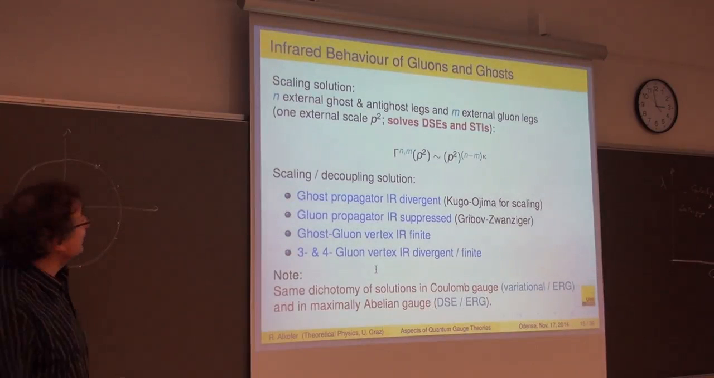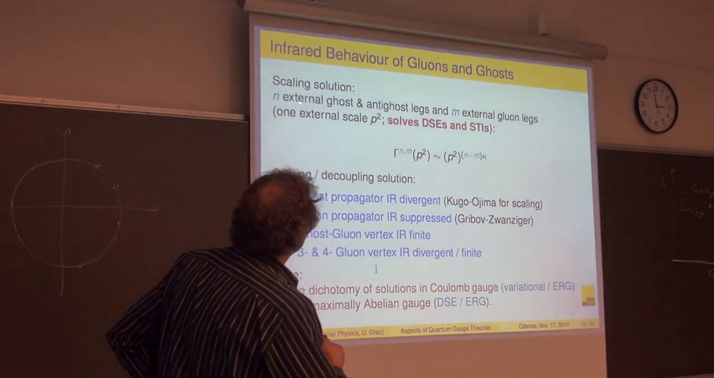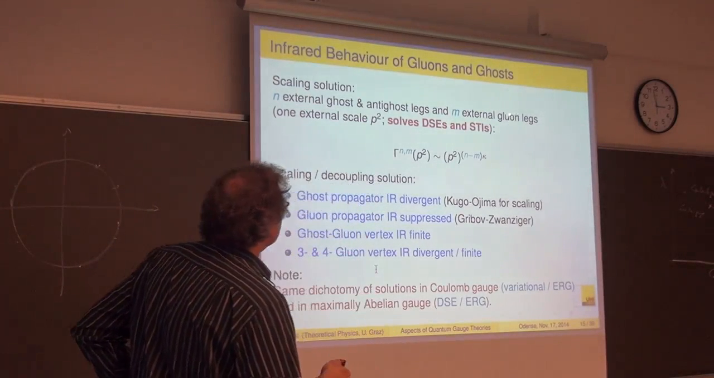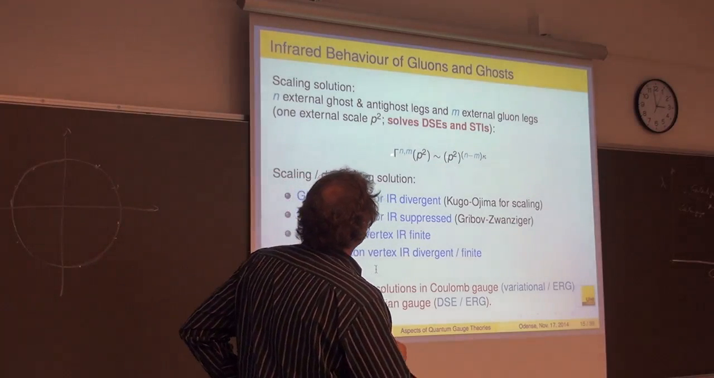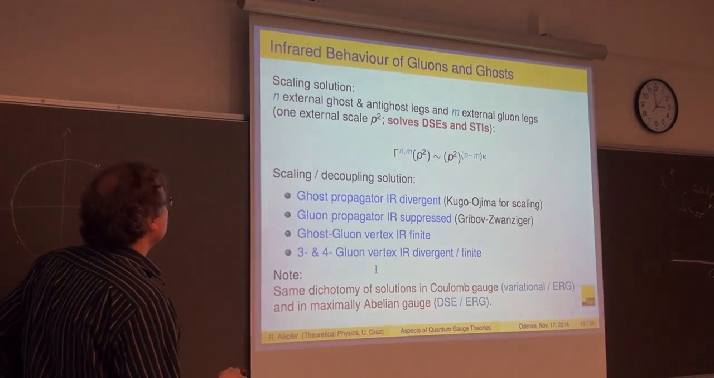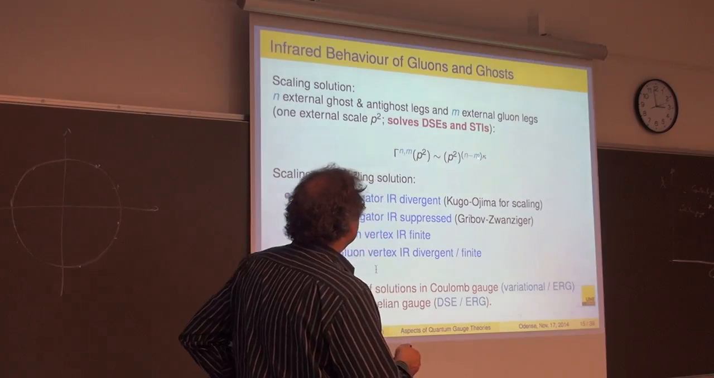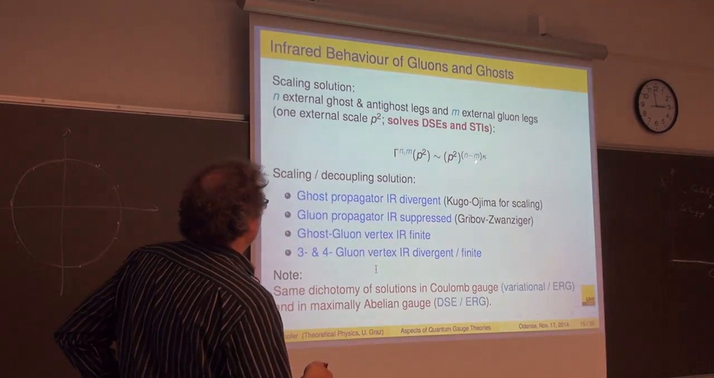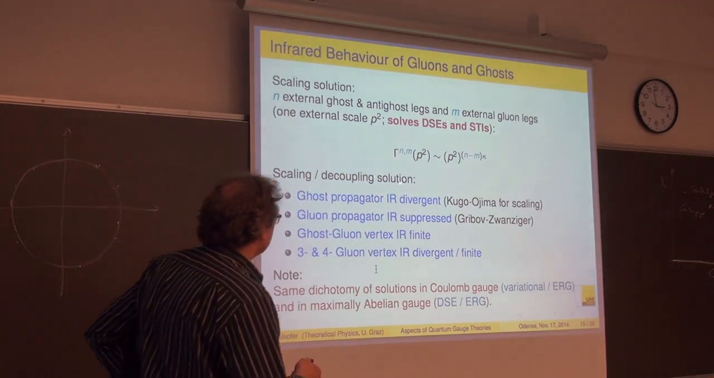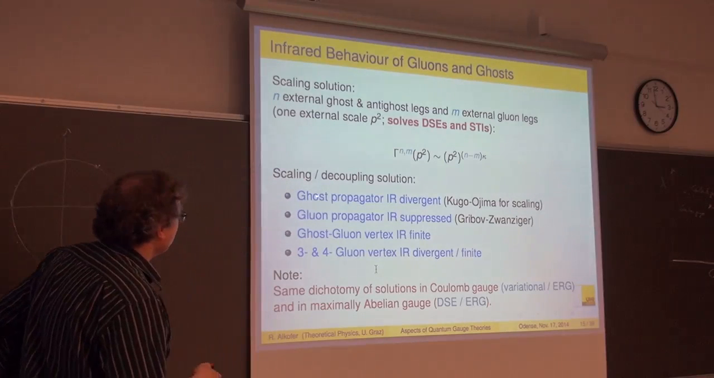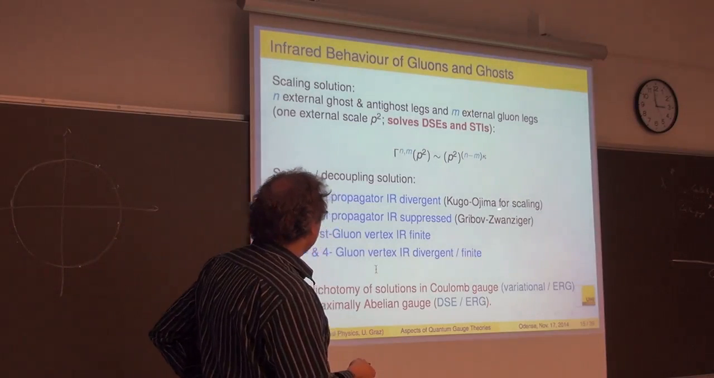So what is this scaling solution? The scaling solution simply means that if you have n external ghost legs and n external gluon legs, the infrared behavior under uniform scaling of all one-particle irreducible vertex functions goes with one common infrared exponent kappa and the number of legs. And in both the scaling and the decoupling solution, you get an infrared divergent ghost propagator, such that you have this Kugo-Ojima picture for the scaling solution.